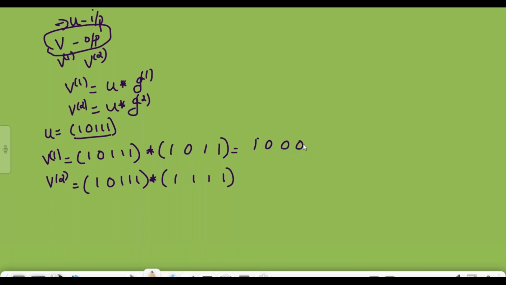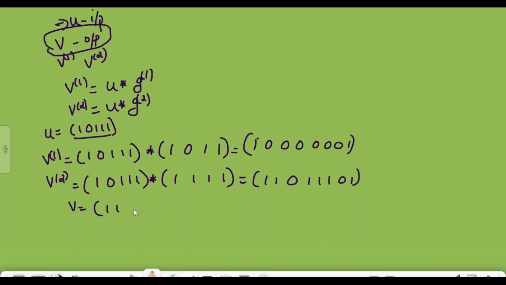0 0 0 0 0 0 1, and the second, that V2 sequence, is 1 1 0 1 1 1 0 1. It is simply the convolution operation here, and the final output we have is multiplexed.